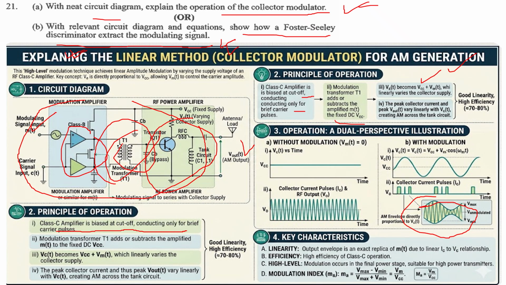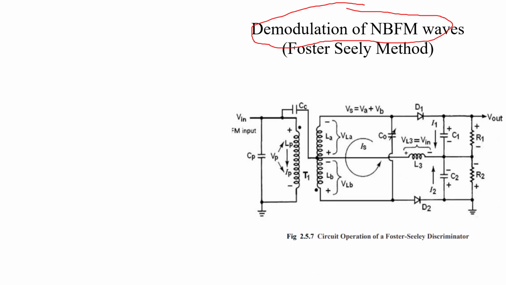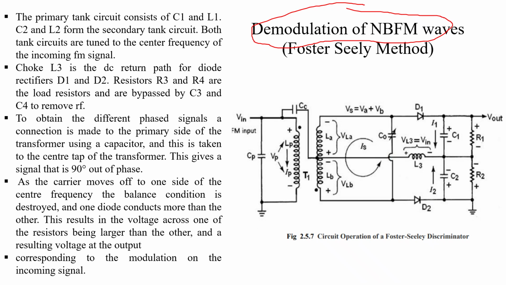Here is your message signal and the carrier signal, and then you will get the modulated signal. So this is an amplitude modulated type of signal, right? So that was the modulator. Now we'll take the demodulator. This demodulator, we are going to take it for narrow band, and actually this will be valid for amplitude modulation also. So we are going to use the Foster-Seeley method.